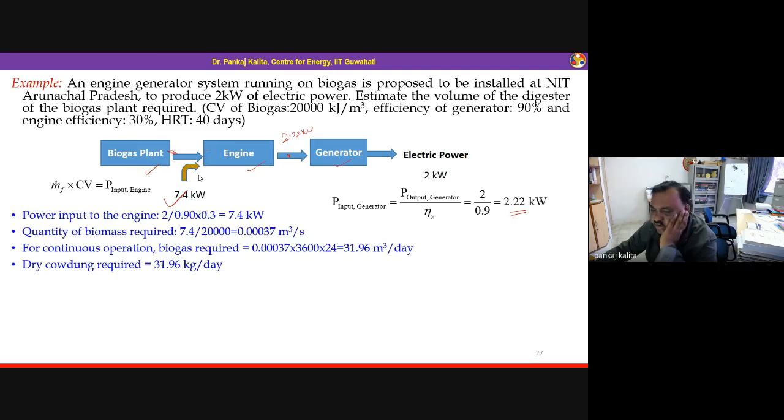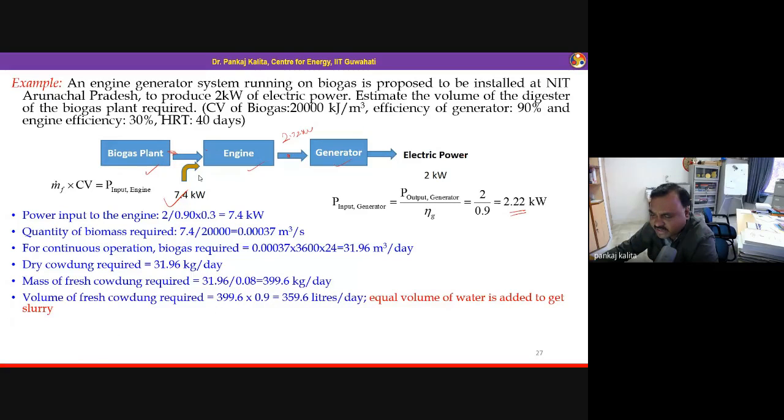Then dry cow dung required is about 31.96, because we have to use that methodology for designing, what I already shared in the last slide. Mass of fresh cow dung required can be calculated, which is about 400 kg per day. And then volume of slurry of cow dung required is about 559.6 liter per day. And also we have to add a similar amount of water, and that's how this volume of slurry will be about 719 liter per day.